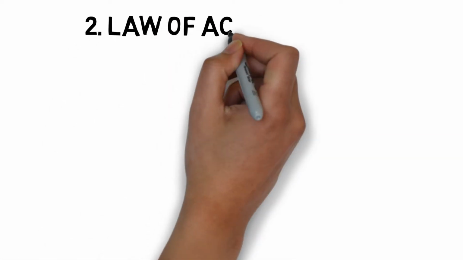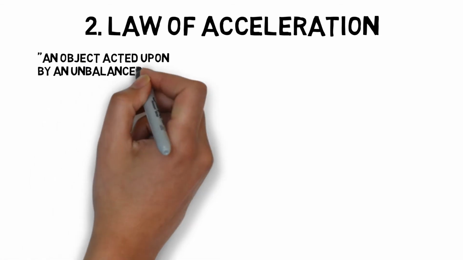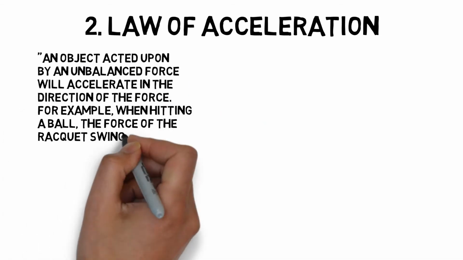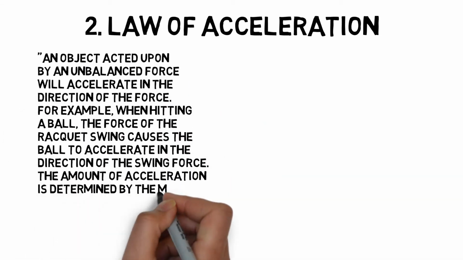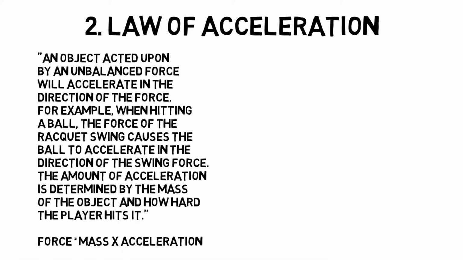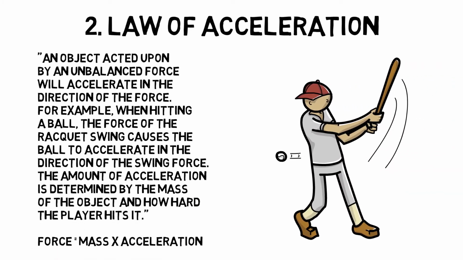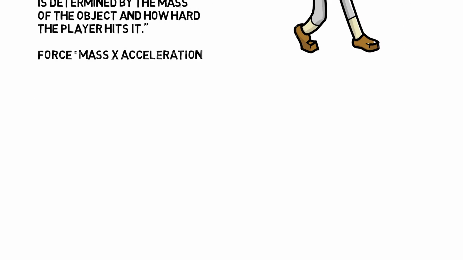Law of acceleration. An object acted upon by an unbalanced force will accelerate in the direction of the force. For example, when hitting a ball, the force of the racket swing causes the ball to accelerate in the direction of the swing force. The amount of acceleration is determined by the mass of the object and how hard the player hits it. Force equals mass times acceleration.